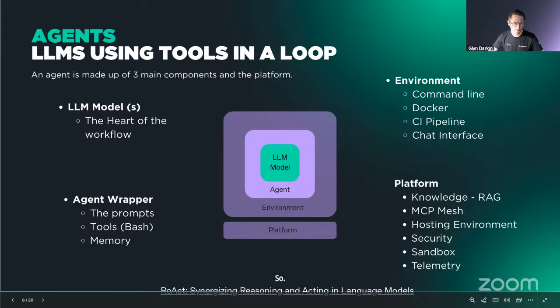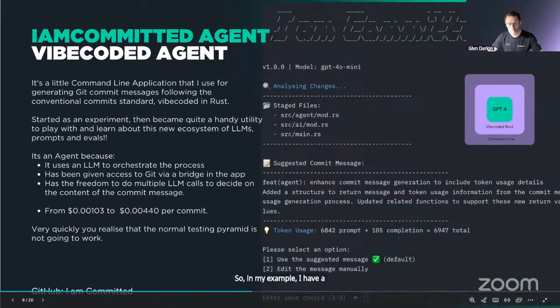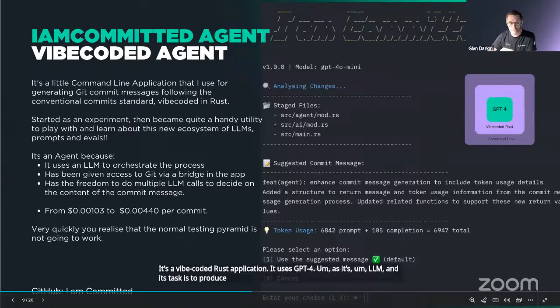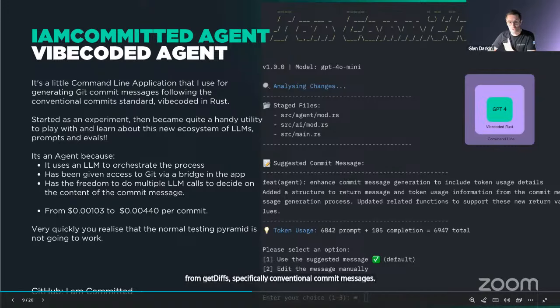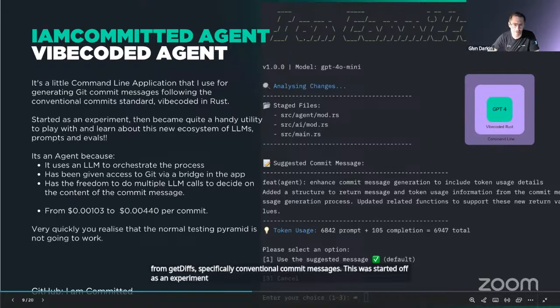So in my example, I have a simple agent. This is the prototype that we're starting off with. It's a simple agent. It is a command line application. It's a vibe-coded Rust application. It uses GPT-4 as its LLM, and its task is to produce commit messages from Git diffs, specifically conventional commit messages. This started off as an experiment for me to learn about how these tools work, but actually it's become quite a useful tool, and it's quite an interesting thought experiment.